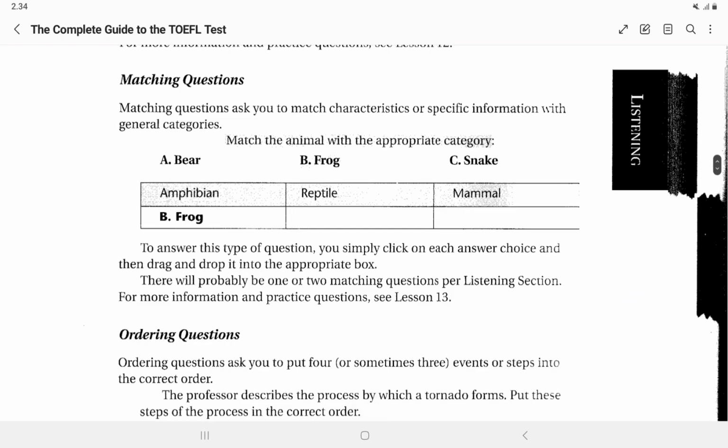Matching questions. Matching questions ask you to match characteristics or specific information with general categories. Match the animal with the appropriate category. Amphibian: frog. Reptile. Mammal: bear. Reptile: snake. To answer this type of question, you simply click on each answer choice and then drag and drop it into the appropriate box. There will probably be 1 or 2 matching questions.